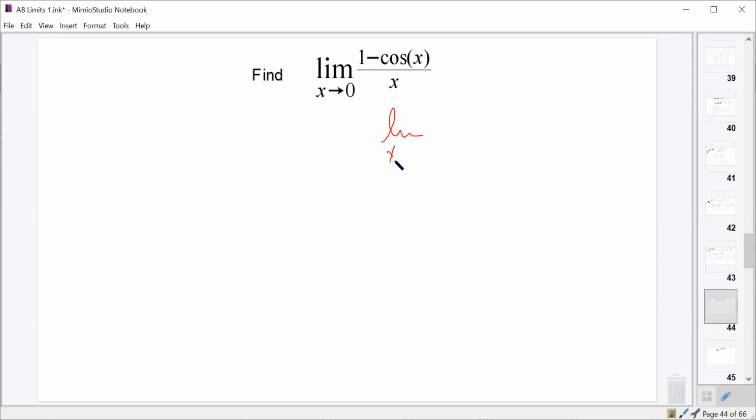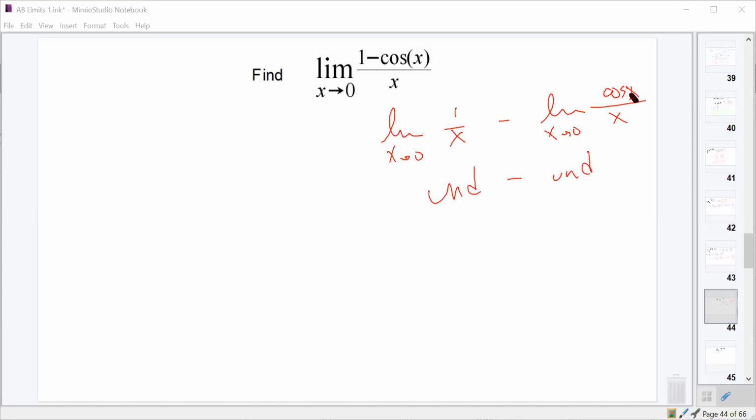We could do the limit as x approaches 0 of 1 over x minus the limit as x approaches 0 of cosine x over x. Well, if I plug in 0 to this first one, what do I get? Undefined. And what if I plug in 0 to this one? I get something else that's undefined, right? Which is a problem. So that's not going to work out real well here, unfortunately.